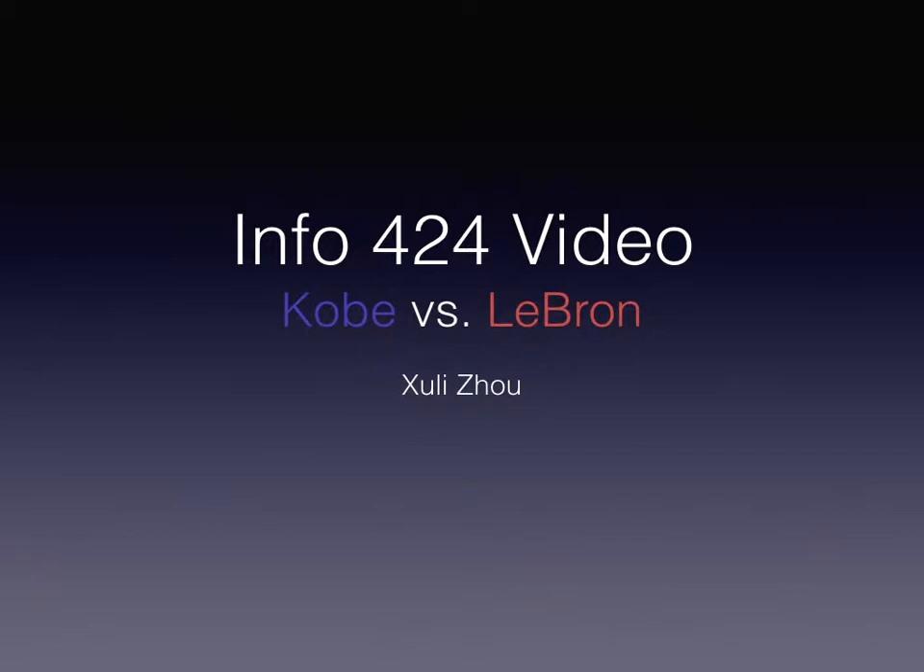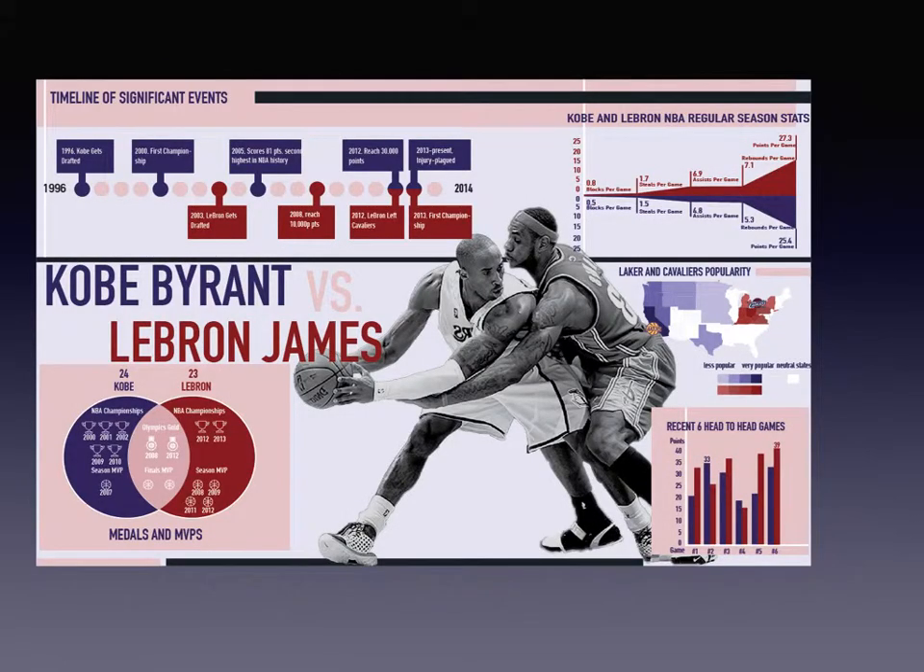My infographic is about Kobe Bryant and LeBron James. Here's how my infographic looks. I basically did a comparison between Kobe and LeBron. The infographic covers a timeline of significant events, medals and MVPs they got, popularity of two teams, recent 6 head-to-head games, and their regular season stats.